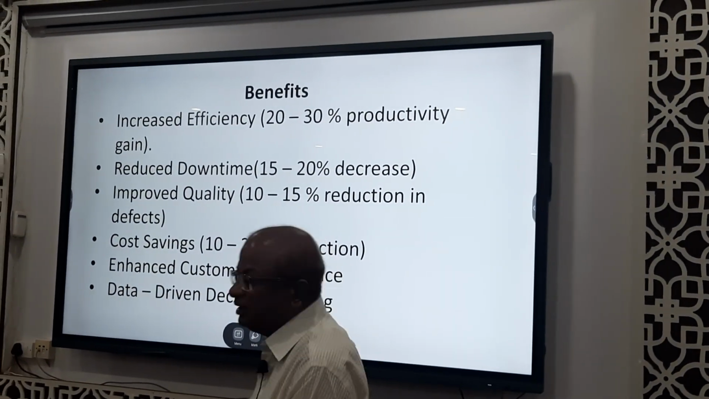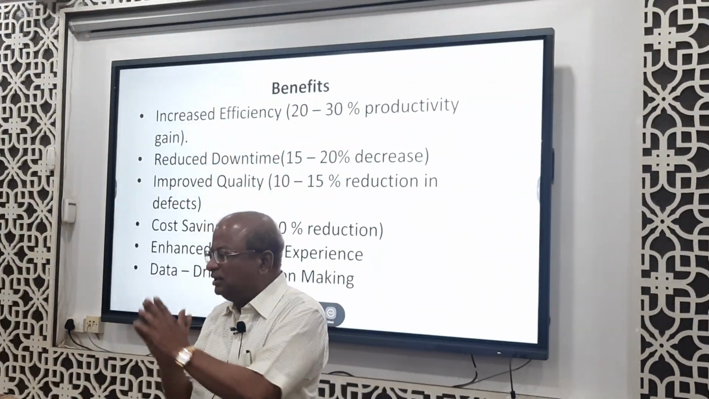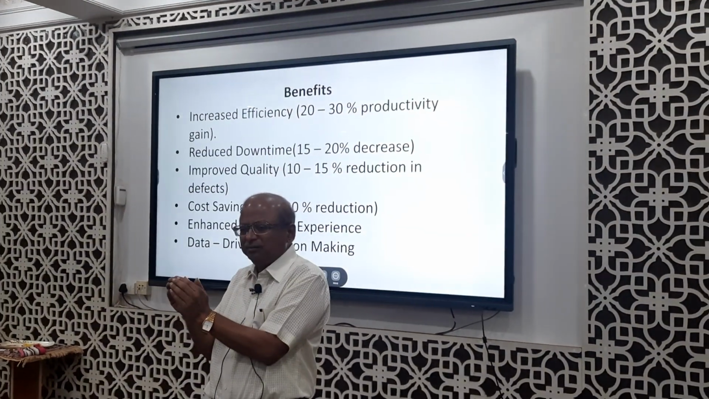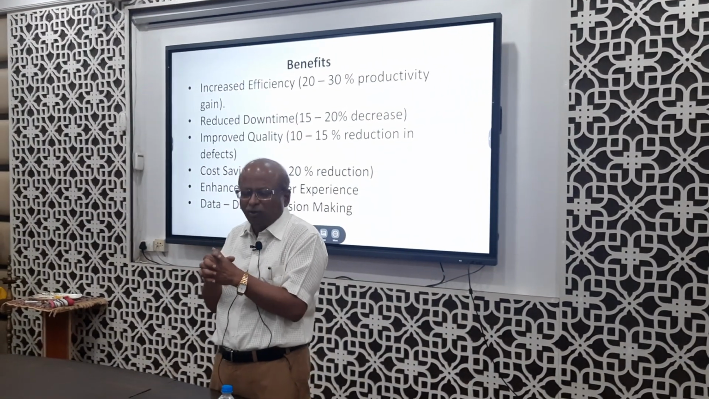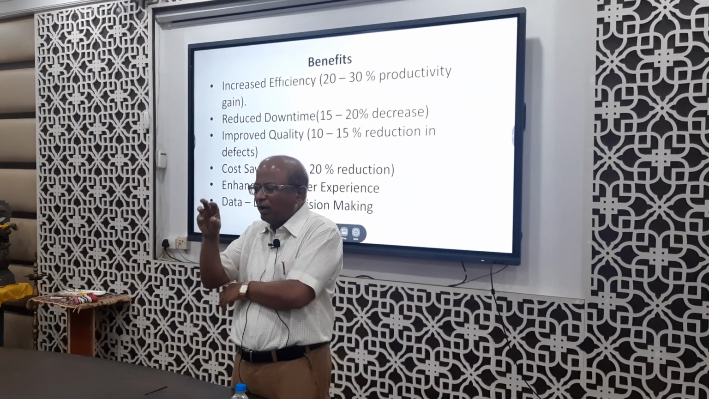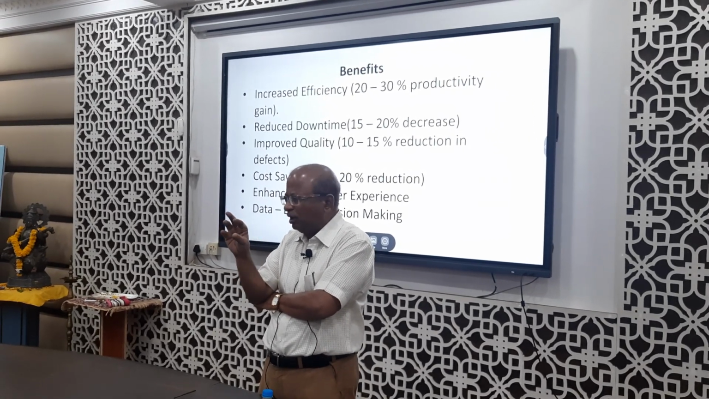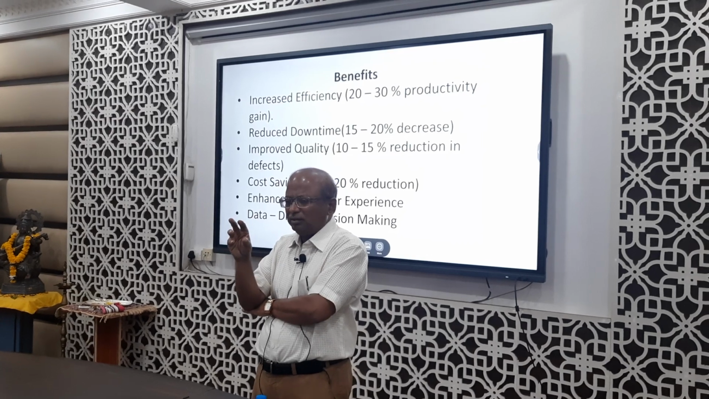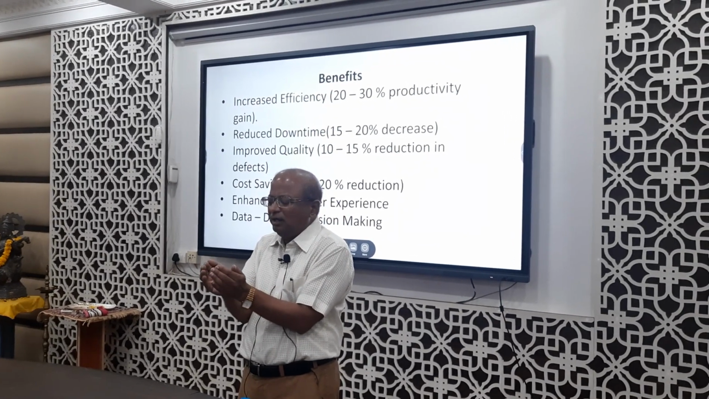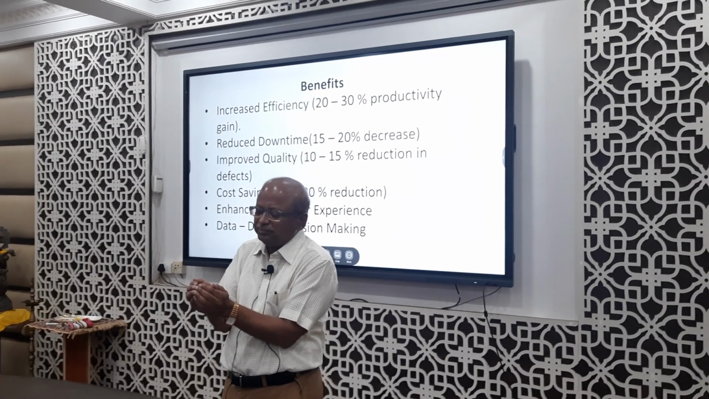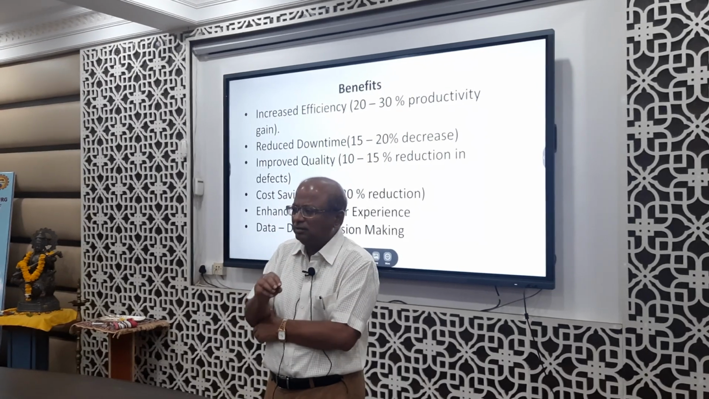Improved quality also increases. Total quality management was a different area: how to enhance, how to improve the quality. So quality can be controlled accurately or precisely. Some mixing is to be done, then in how much proportion it is to be mixed, then by error, some more portion is mixed.